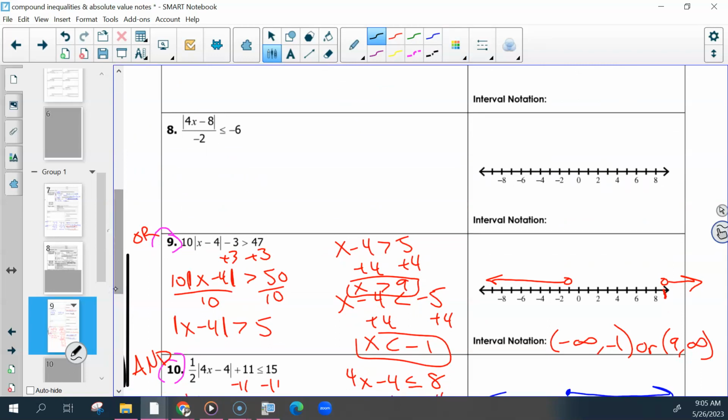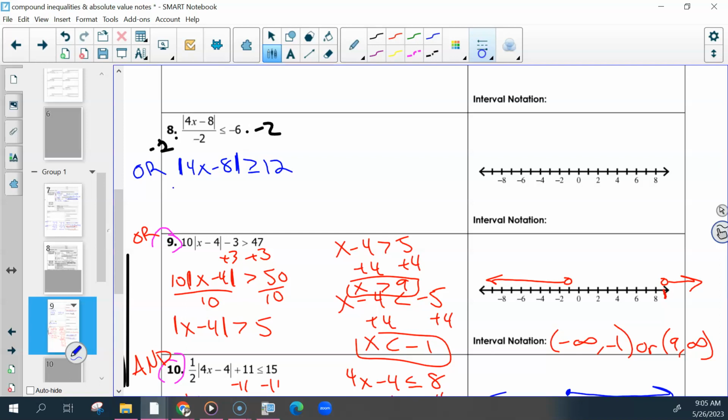We have to get rid of the negative 2. How do you think we would do that? Multiply both sides by negative 2. We have absolute value 4x minus 8 is less than, or sorry, since we multiplied both sides by a negative, it's going to change the direction of the sign. So it was a less than, so it was going to be an and, but because we changed the direction, this is now an or.